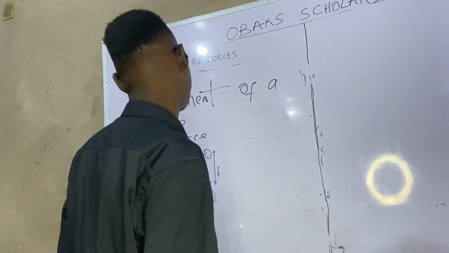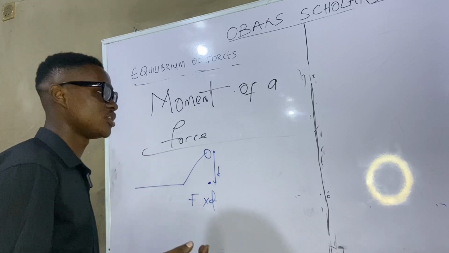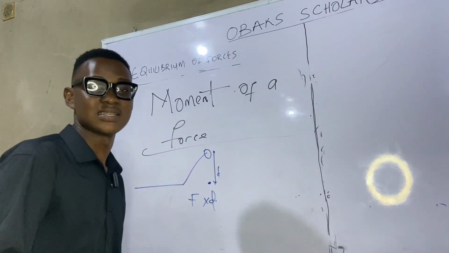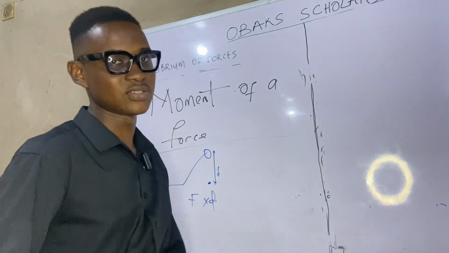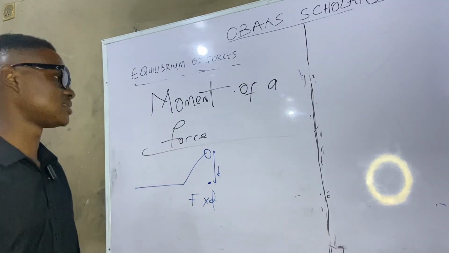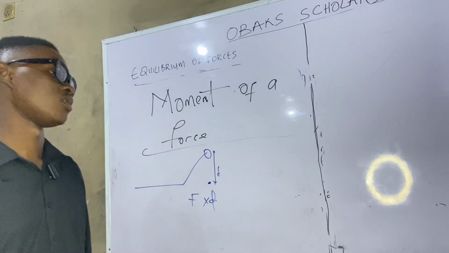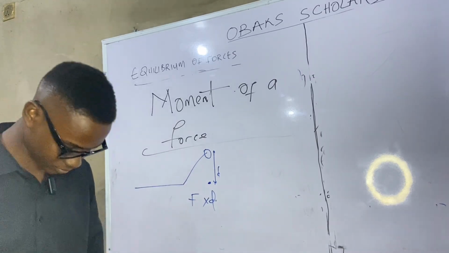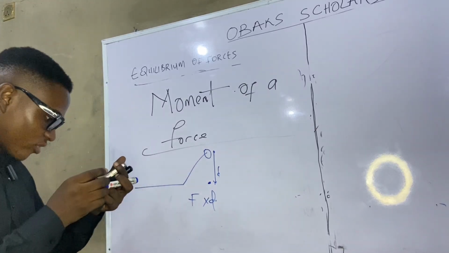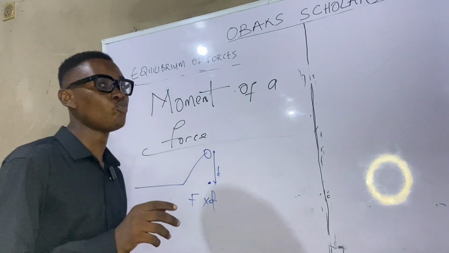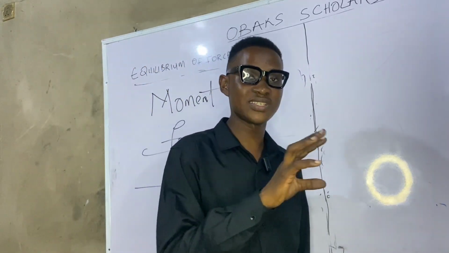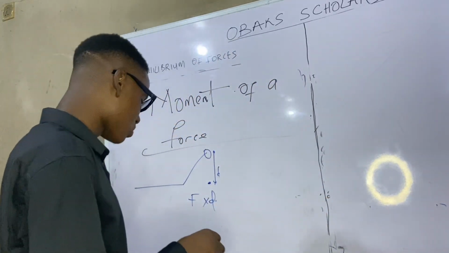So basically, if we are doing basic calculations on the moment of a force, we just say the moment of a force is equal to the force times the distance of the line of action. Force times distance. It's that simple. But where it gets tricky is when we look at the moment of a force on another level, where we now have the principle of moments. So let's look at a scenario.